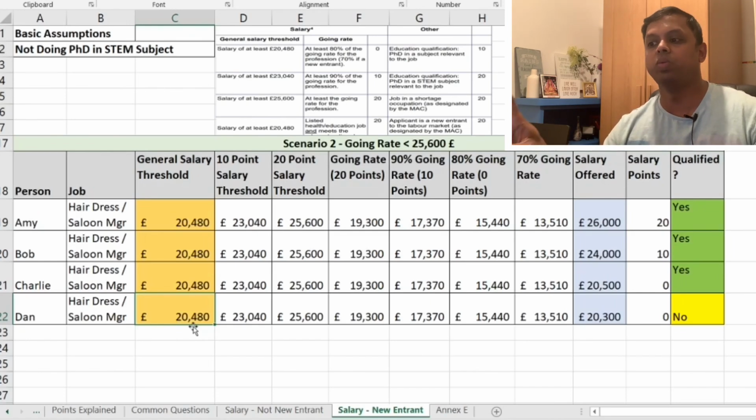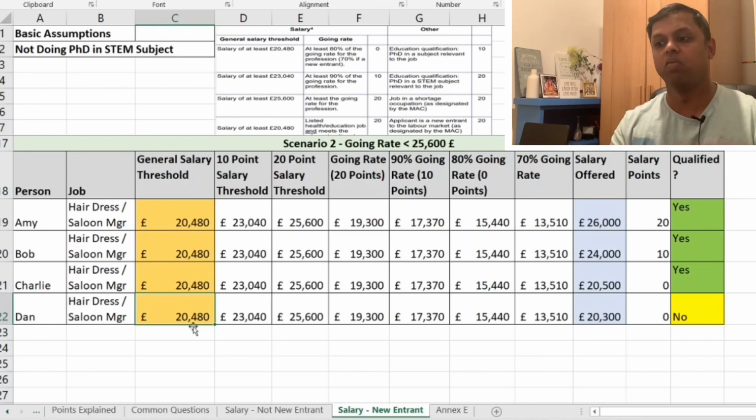But if your salary was 20,300, even though it's higher than the going rate of 19,300 for a hairdressing manager or a salon manager, you still don't meet the general salary threshold of 20,480, so you don't qualify. So even if you're a new entrant, nothing else matters. You still need to get a minimum of 20,480 pounds for you to qualify.